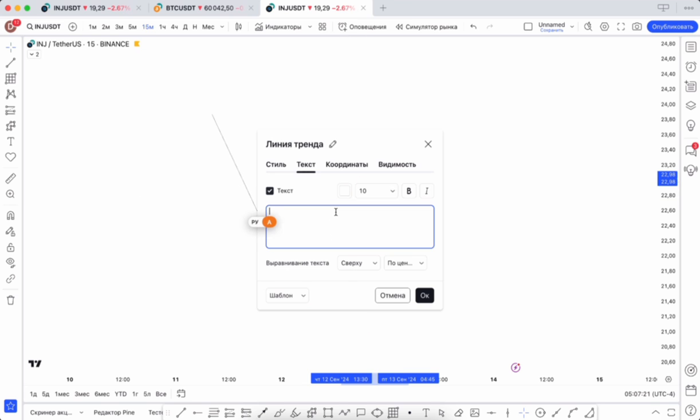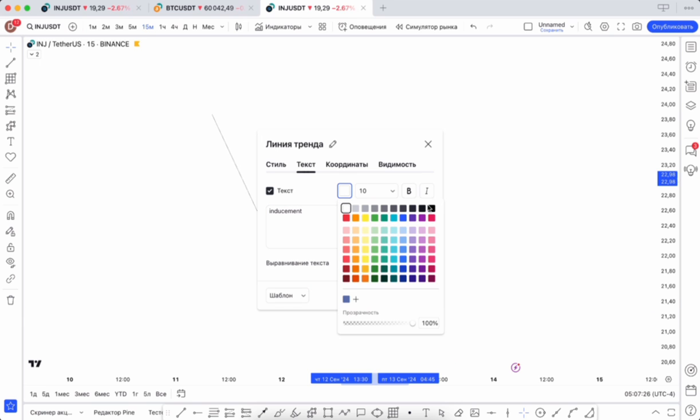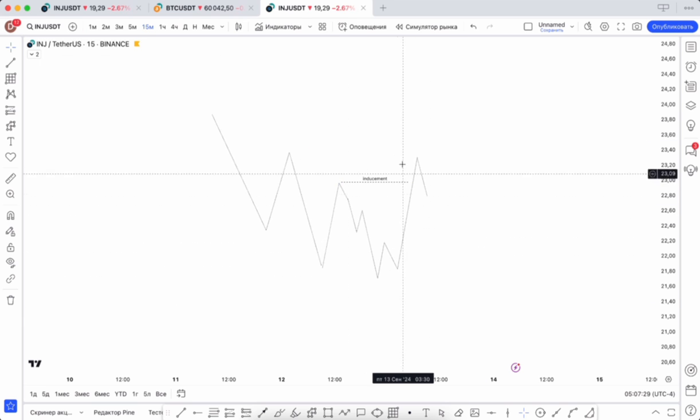Let's mark it like this. This is our inducement. That is our stimulus that encourages people to buy or sell. In this case, they encourage people to buy.